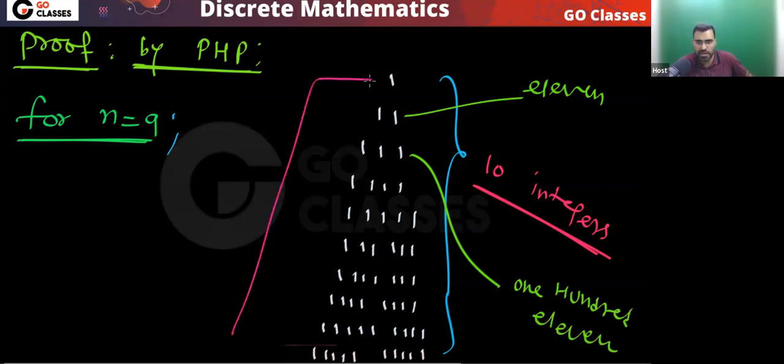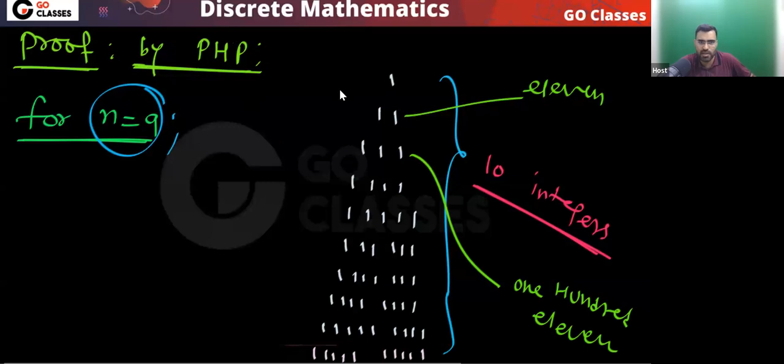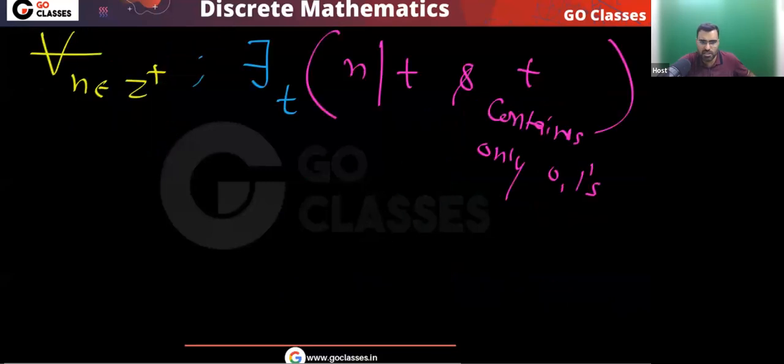So total, how many integers have I given to you? Total 10 integers. You tell me, can you guarantee two of them will give you same remainder when you divide by n? I don't know which. But can you guarantee that two of them will give me same remainder when I divide by 9? Yes, of course. Because you already know this result.